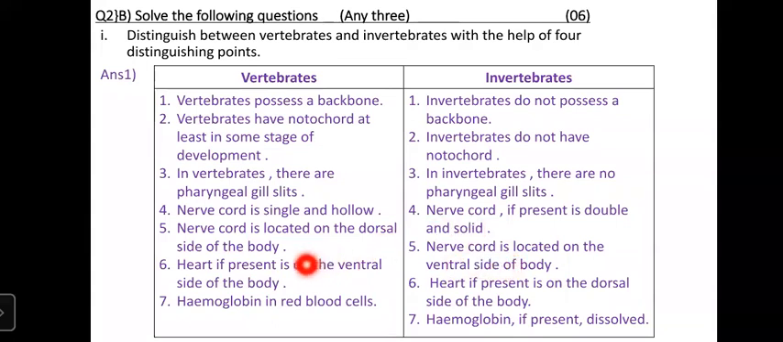See the location or position of the heart. In vertebrates, the heart, if present, is on the ventral side of the body, whereas in invertebrates, it is on the dorsal side of the body. And the next point, see, hemoglobin in the vertebrates column. Hemoglobin is present in RBC, that is red blood cells. Whereas in the invertebrates column, hemoglobin, if it is present, is in a dissolved state. Okay, you have to remember this point. So any four distinguishing points you have to write about vertebrates and invertebrates, and remember the point should be relevant. This was your first question.